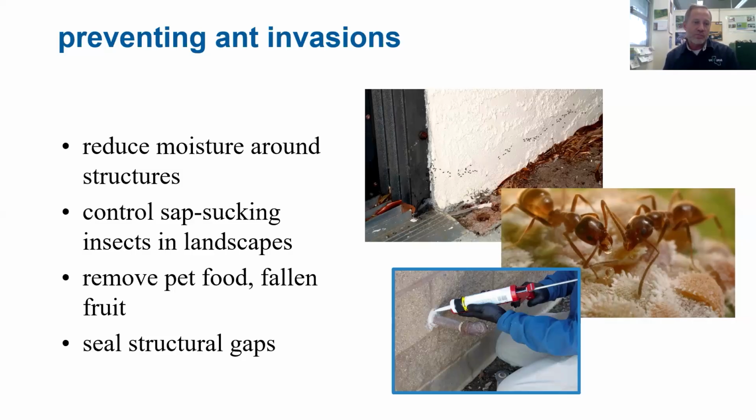We can also seek to seal structural gaps. So in the image on the bottom, we're sealing the gap produced by a pipe penetration through a masonry wall. And so these little gaps are exploited by ants when they're looking for a place to hide and get away from the rain. And I will say it's easier said than done because these ants are small and they don't need much of a gap in order to enter our structures.